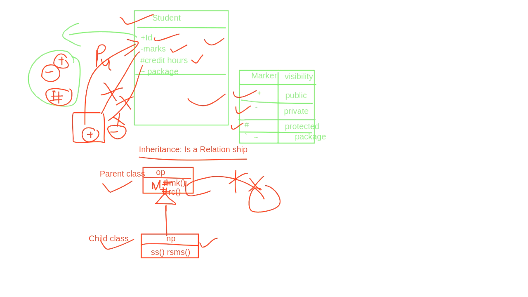Shall I erase this part? I think you have understood this. Here, just understand the meaning of plus, minus, and hash. Plus means public, and minus means private. Hash means protected. I have explained these three.